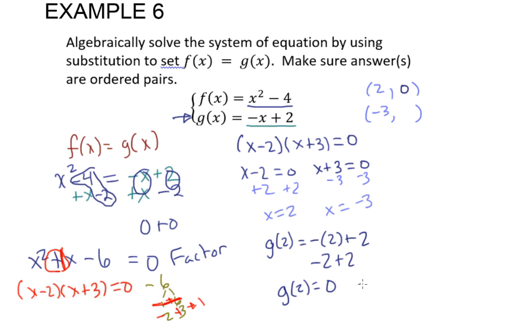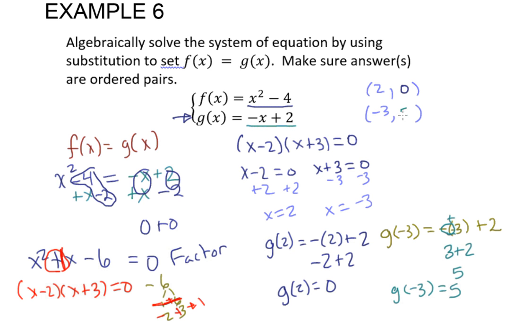Then we're going to take g of negative 3 and plug it in. So we're going to plug in negative 3 into g. So that's going to look like g of negative 3 equals negative negative 3 plus 2. Well, this double negative right here is going to become a positive 3. So we get 3 plus 2, which is 5. So g of negative 3 equals 5.